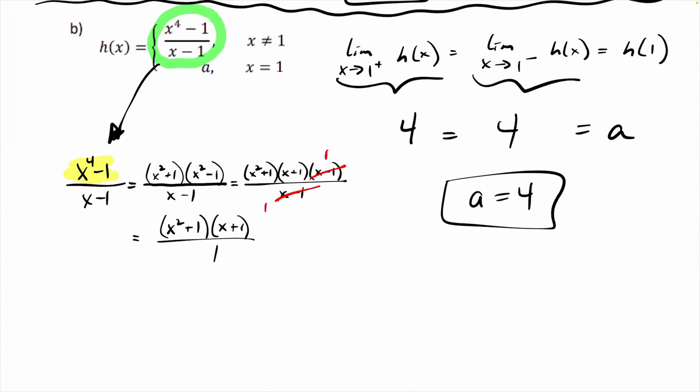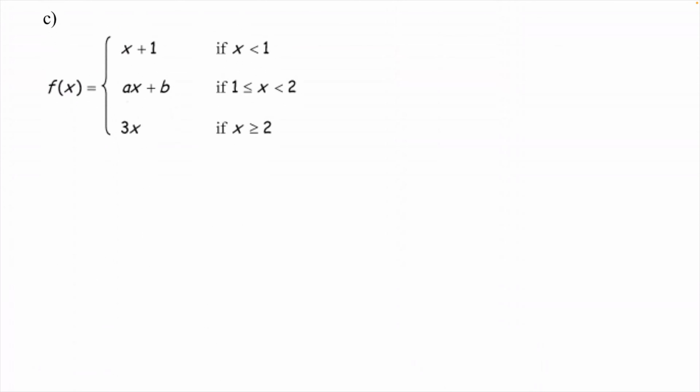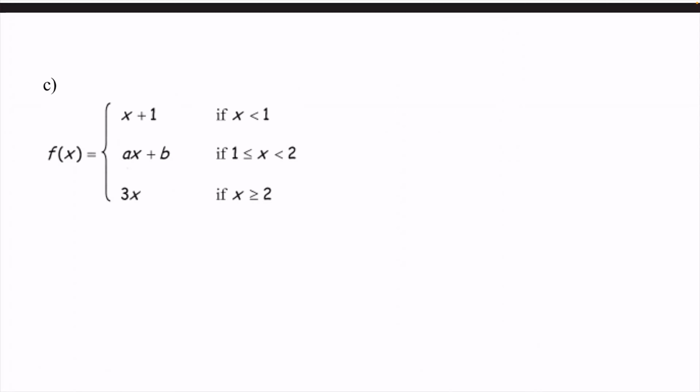Okay? All right, so the last one for continuity. The last thing is the intermediate value theorem, which is very easy. So here we go, last one. This time we have to find A and B. It's got three pieces now: x plus 1, ax plus b, and 3x.